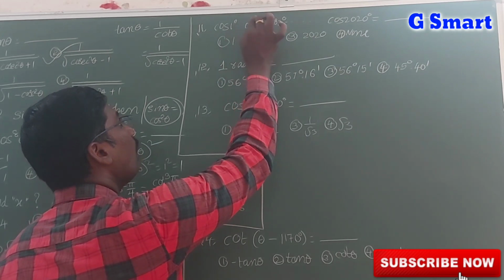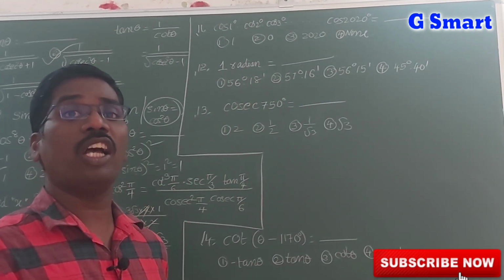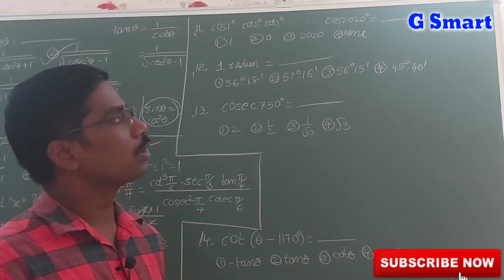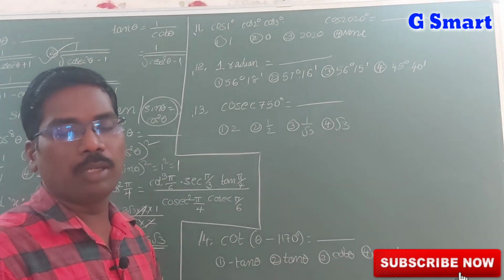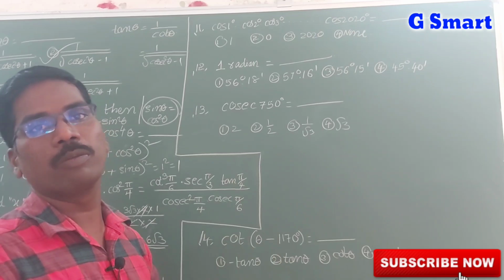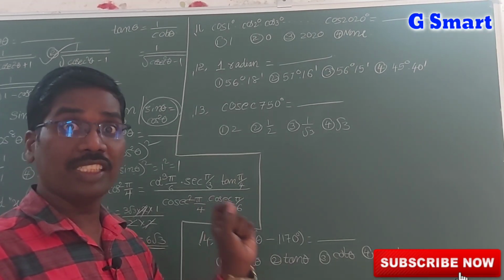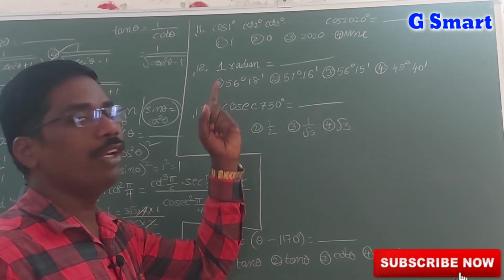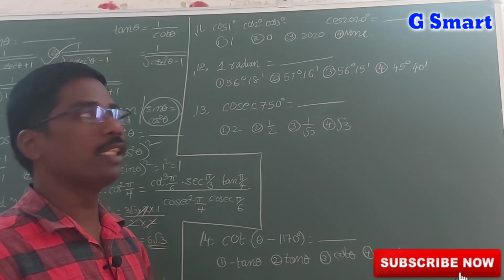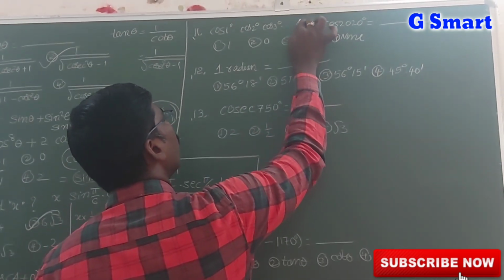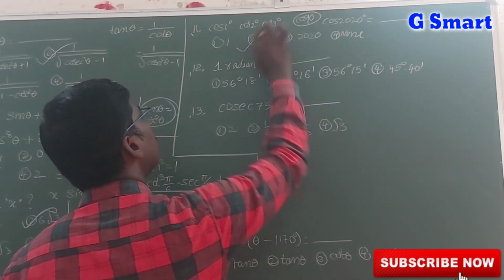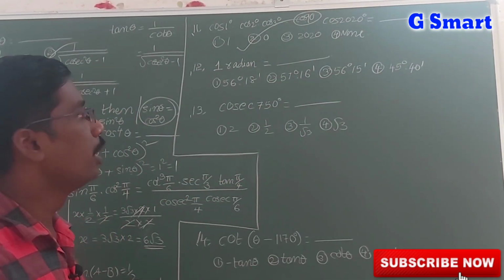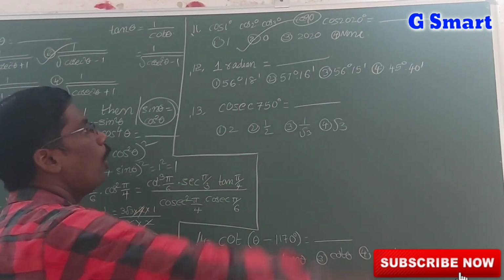Next. Now cos 1 into cos 2 into cos 3 and so on, up to cos 2020 degrees. If you multiply all of it, then you won't be able to write the exam. You need not write the exam because this one problem is enough, isn't it? There is a small logic here. In between, cos 90 will be there somewhere. Cos 90 is 0. 0 into anything is 0. So answer second option. Next, 1 radian is equal to how many degrees?